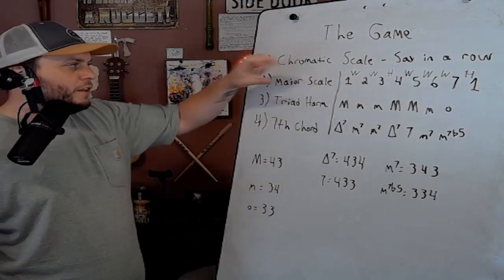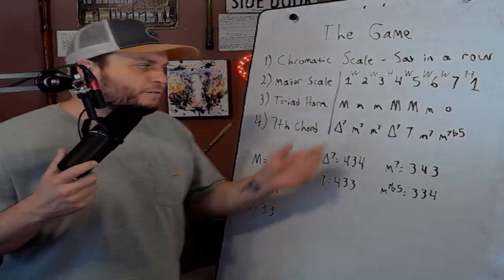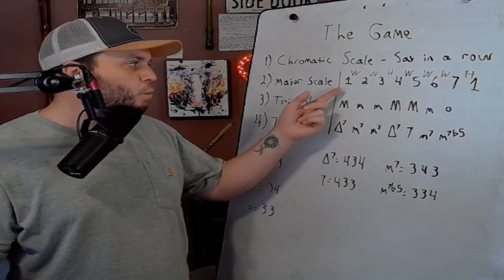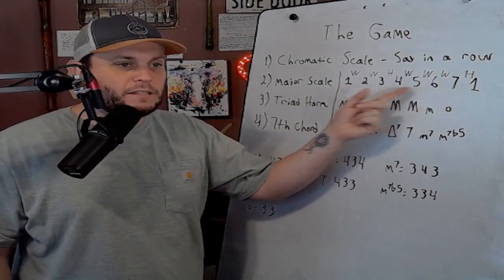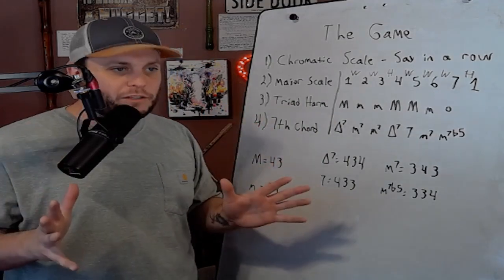So you got to be solid on this one. Major scale, have to be solid. The triad harmonization level, you have to know your chord type as well as the interval between the scale degrees in order to get it right. So that we can't gloss over that.